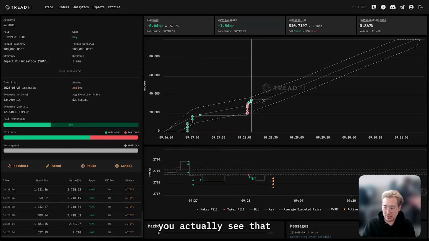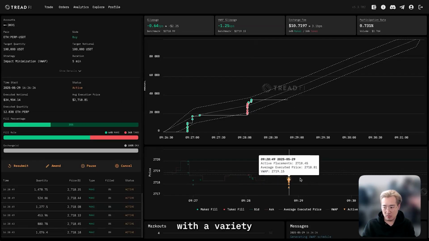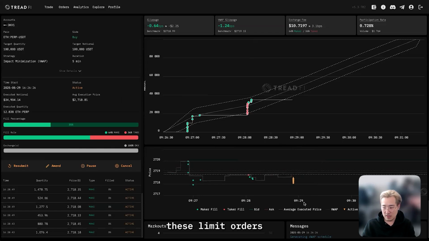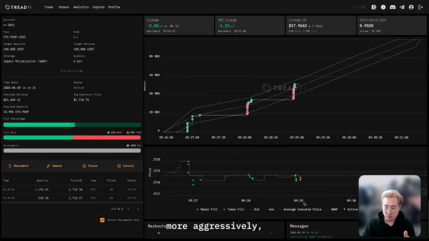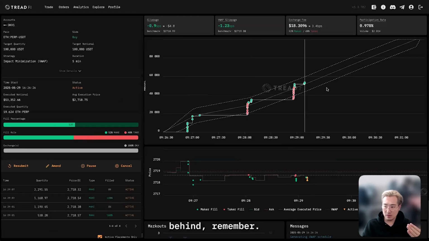Right now, you actually see that the execution strategy is falling behind, but it was slightly ahead here. And when the execution schedule, so what we got filled, is ahead of where the min bound is, it's going to sit there passively in the book with a variety of limit orders. And you can actually see that these limit orders get moved closer and closer to the book. And so as we get closer and closer to the min bound, we place more aggressively, ultimately turning it into a market order or an IOC order if we need to, in order to make sure that we don't get too far behind the min bound.